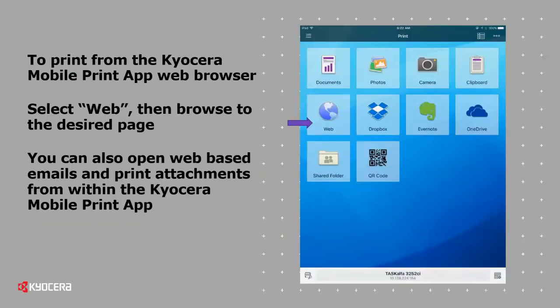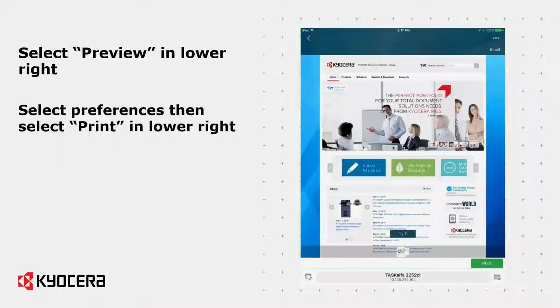To print from the Kyocera mobile print app using the web browser, you would select Web, then browse to the desired web page. You can also go to web-based emails from here, say like gmail.com, for instance. And you could print attachments from within that email using the Kyocera mobile print app. You would select Preview in the lower right corner, and then set your preferences and select Print.